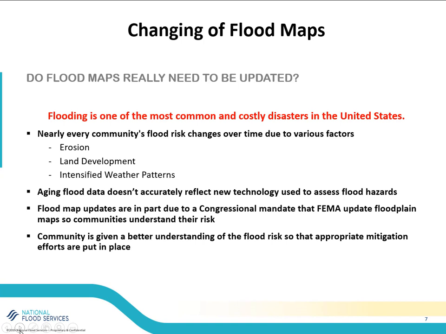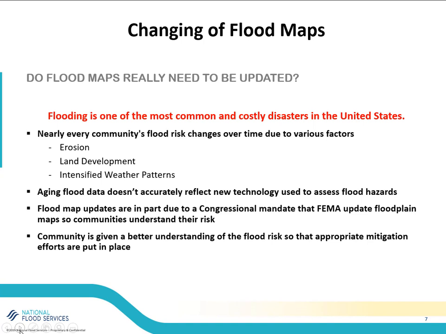Just one of the goals Congress had in updating flood maps is to ensure that communities take factors such as erosion, land development, and intensified weather patterns into consideration, and the floodplain management process continues. Another goal was to ensure that the rates being charged for a flood policy are accurately proportional to the risk of that area.